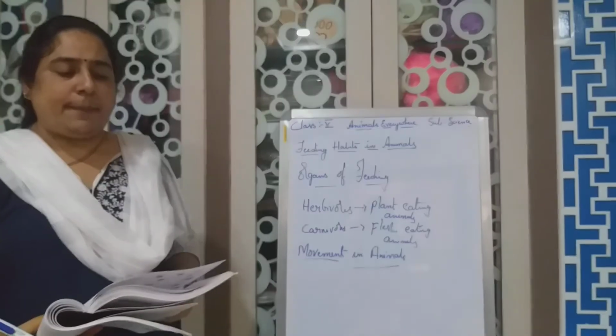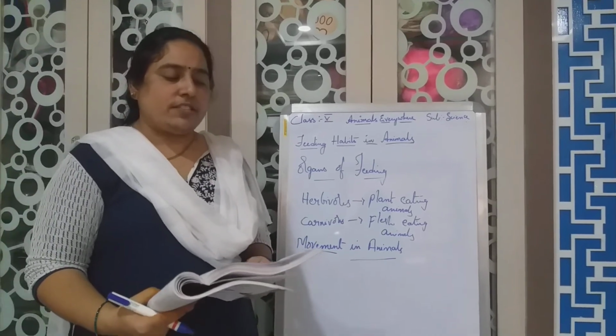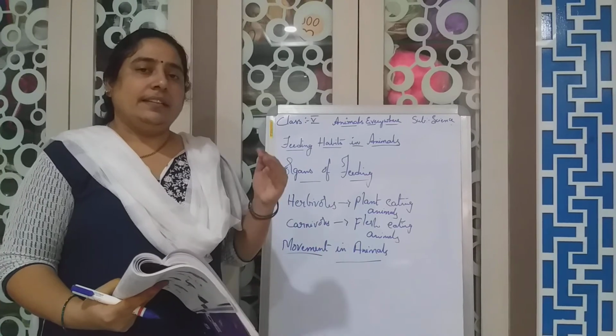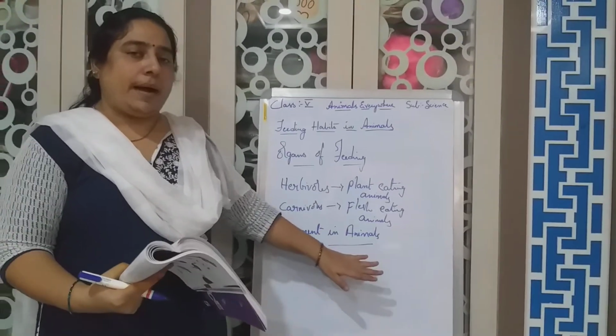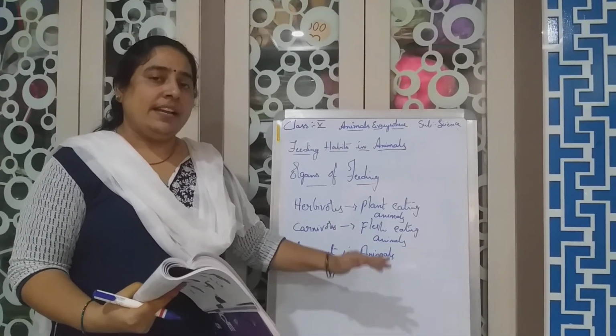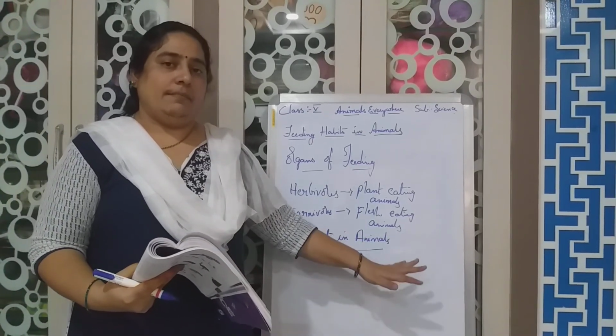Animals have different types of body parts or limbs for movement and different ways of moving from one place to another. Okay, they move to different places for hunting, and they also have different parts of the body for their movement.